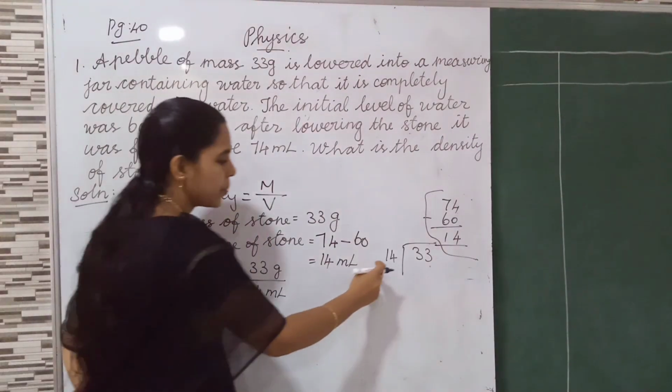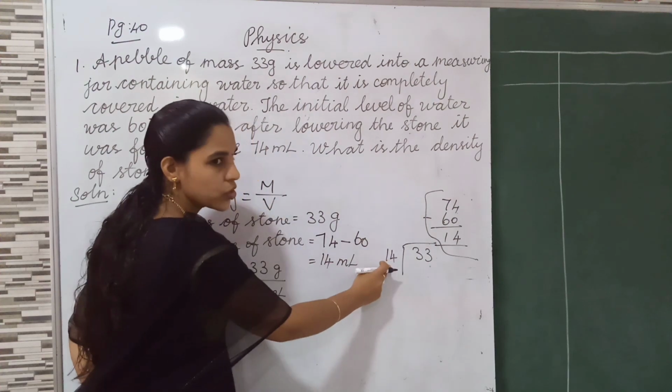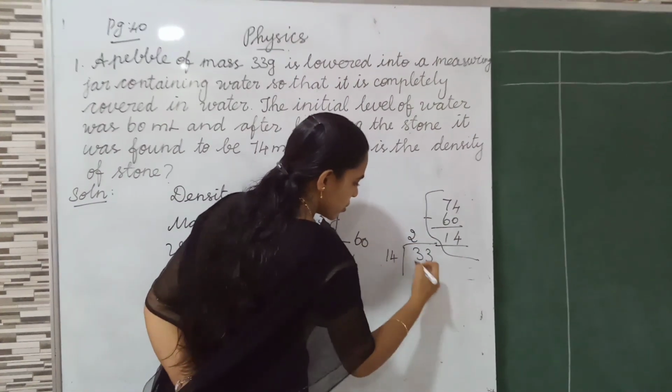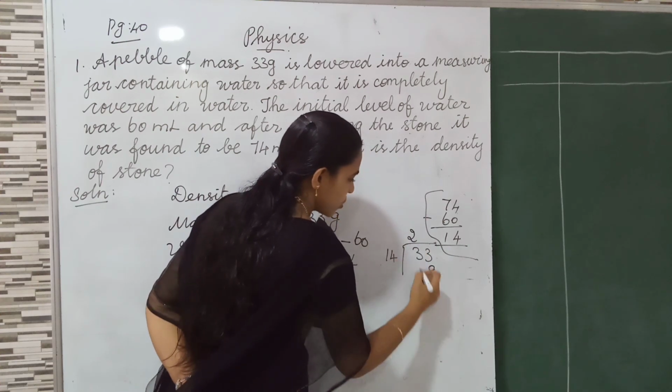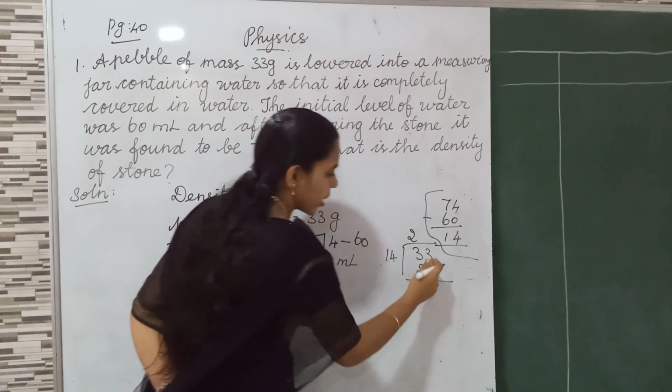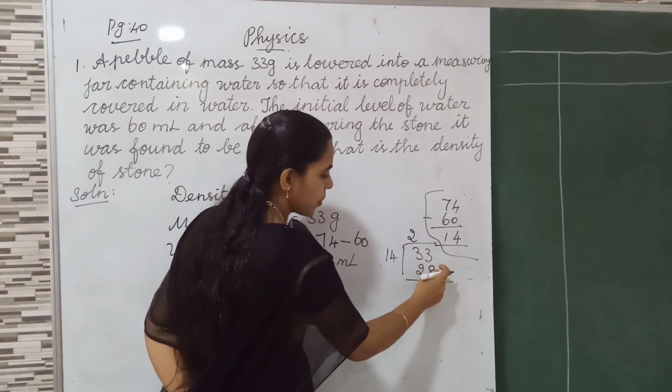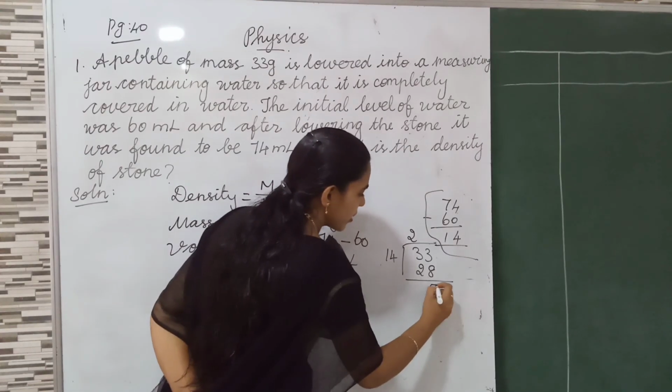How to divide this number? 114 is 14, 2 14s are 28. 2 4s are 8, 2 is 2, 28. Okay, we have to subtract this number. Here take borrow, 13 minus 8, 5.